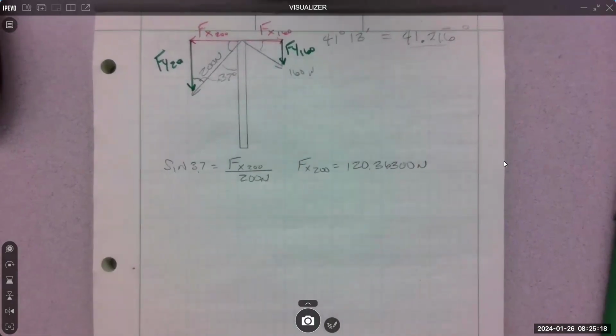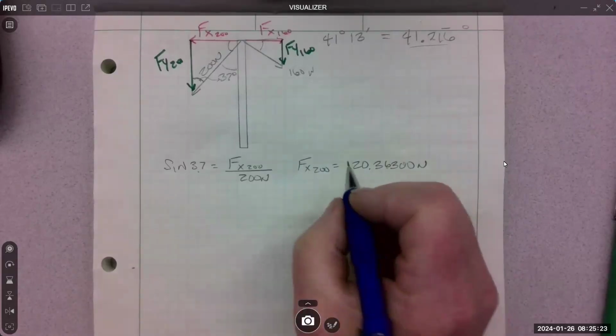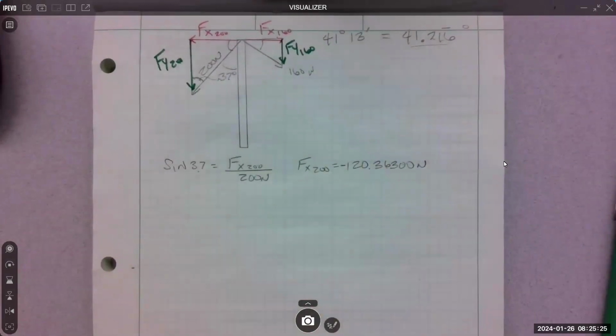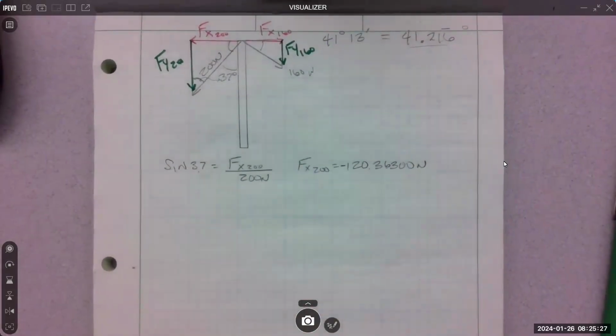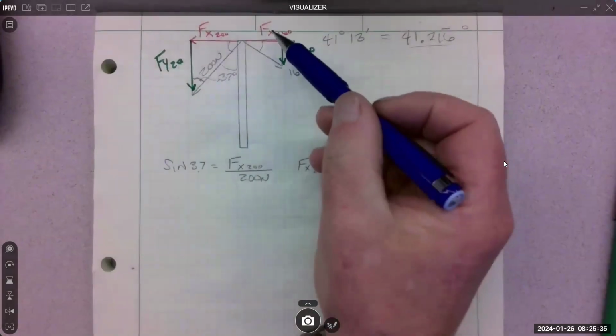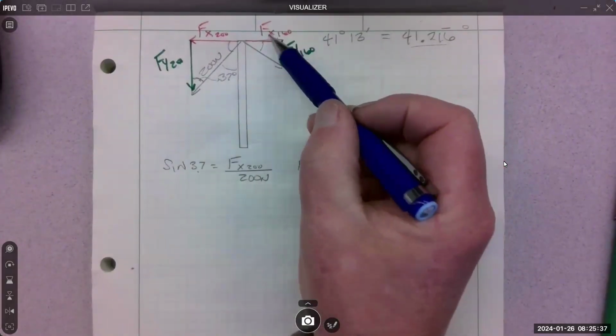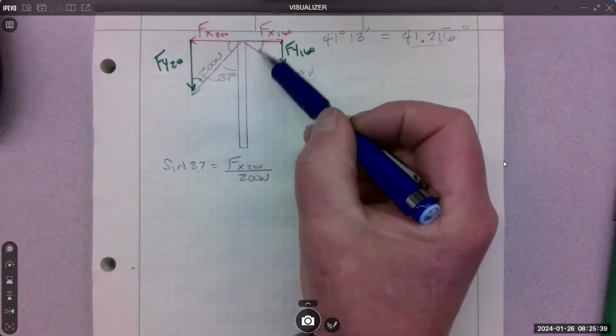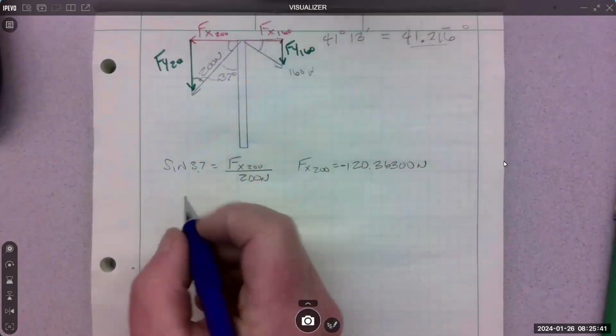And is that going in the positive direction or negative direction? Negative. This should be negative. That's how we keep track of forces that are working together and forces that are opposing each other. So I'm going to stick with finding x forces. I'm going to go for this one now. I know this is 41, so I'm going to use adjacent. That's cosine.